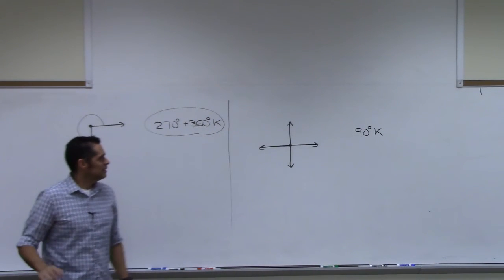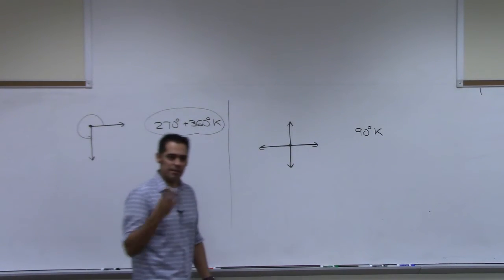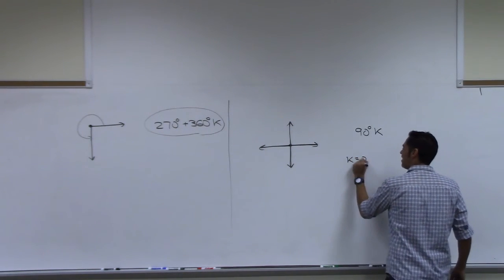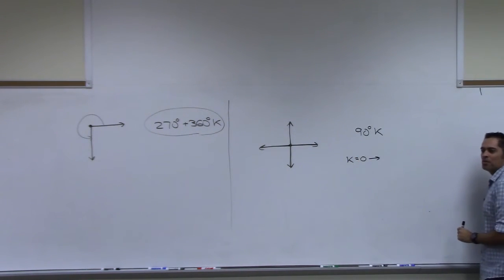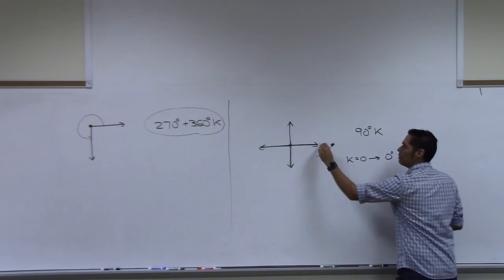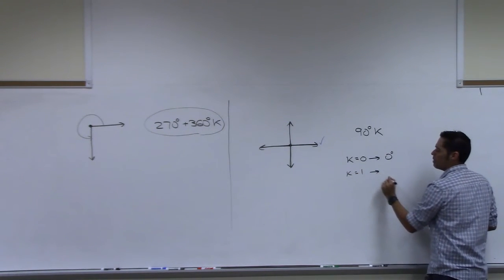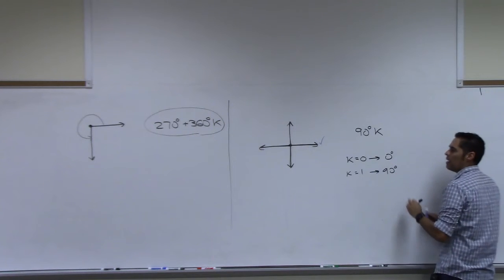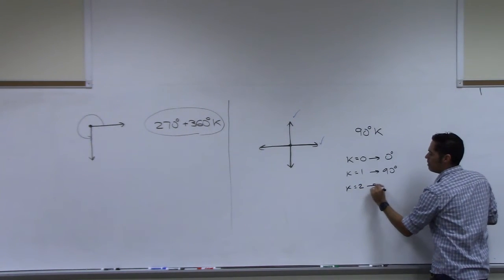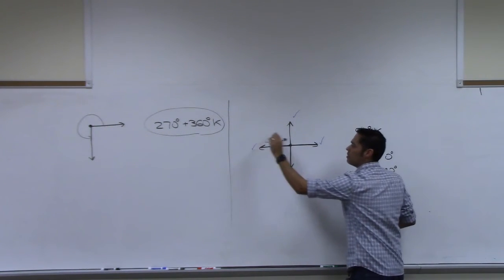All right, to see that this is going to work, let's just start listing out what happens. If K is zero, what's our angle? 0 degrees. And where would that be? Right here, right? Okay, if K is one, where would we be? 90 degrees. And that would be here. And then if K is two, we'd be at 180. Yes? And that would take care of this.